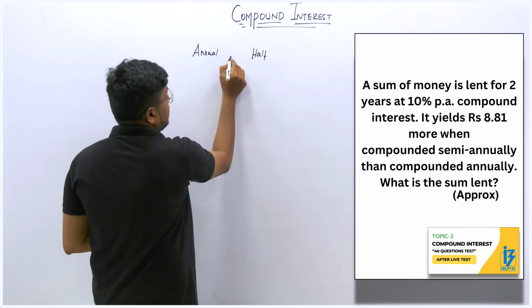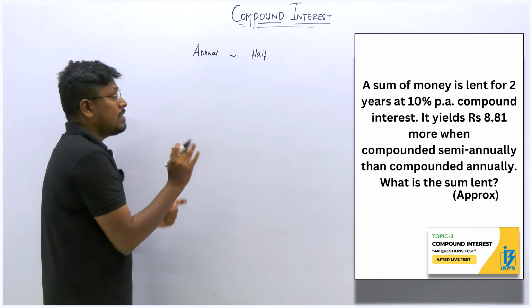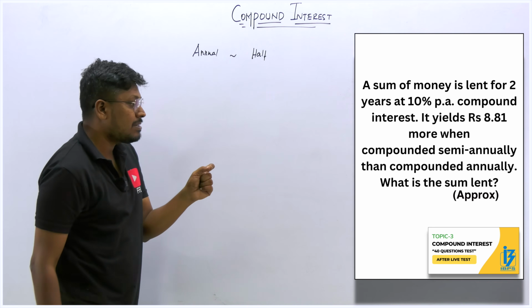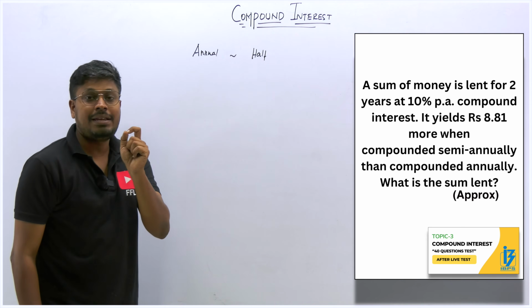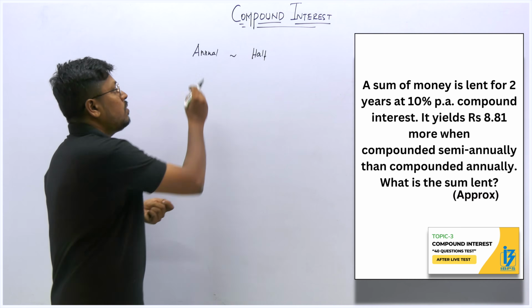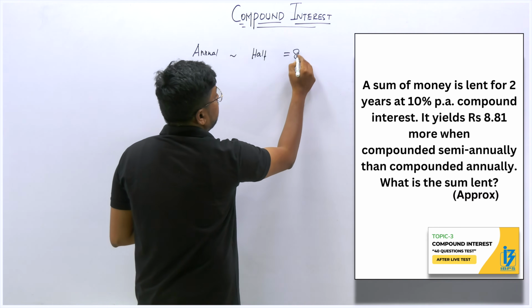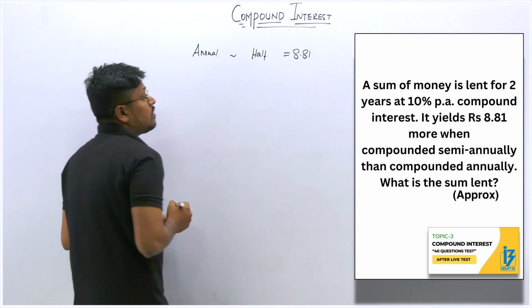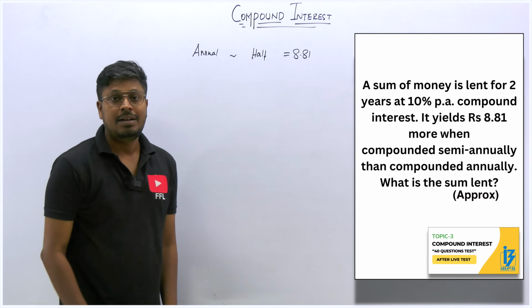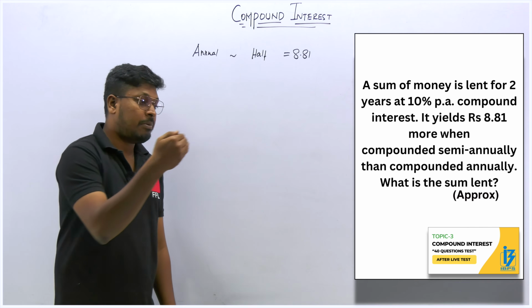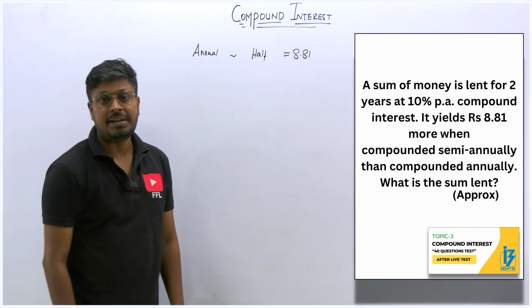And in the comparison, the interest the person received after 2 years is 8.81 more. That means the difference between the two interests is 8.81. So friends, understood or not? And here at last they have given a bracket, approximate. So we have to find approximately what amount he invested.